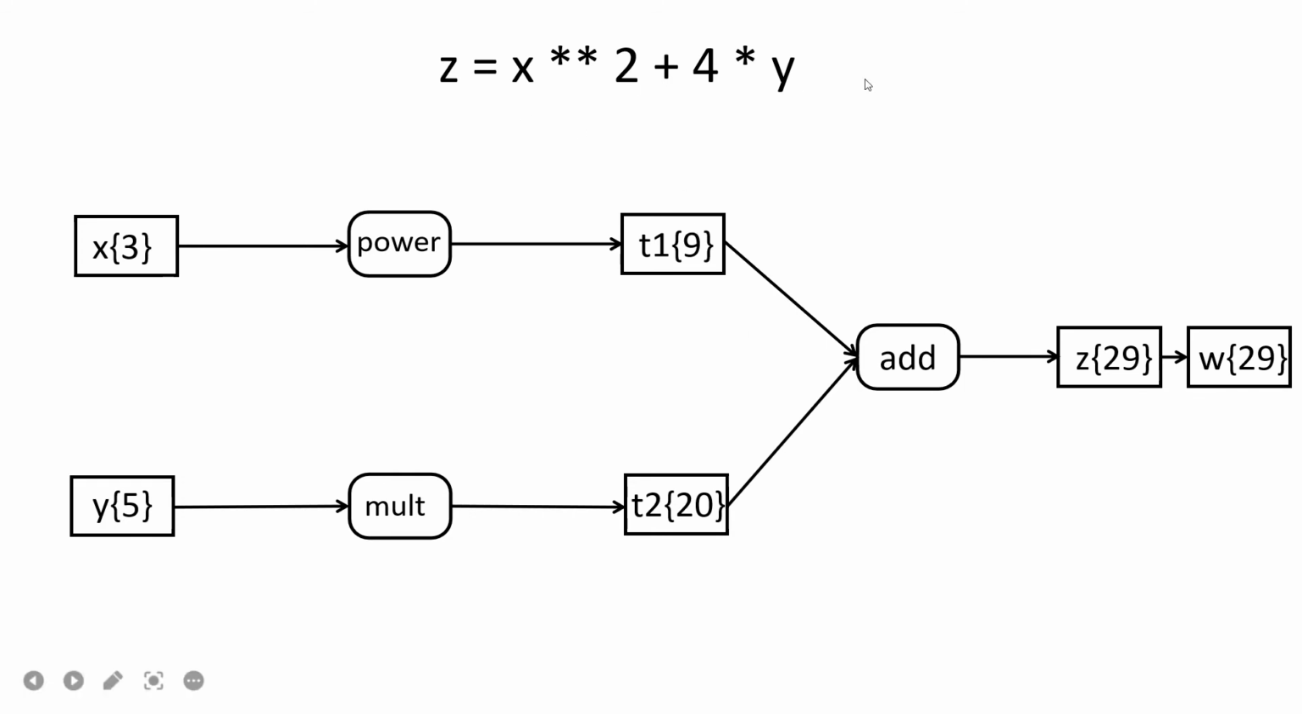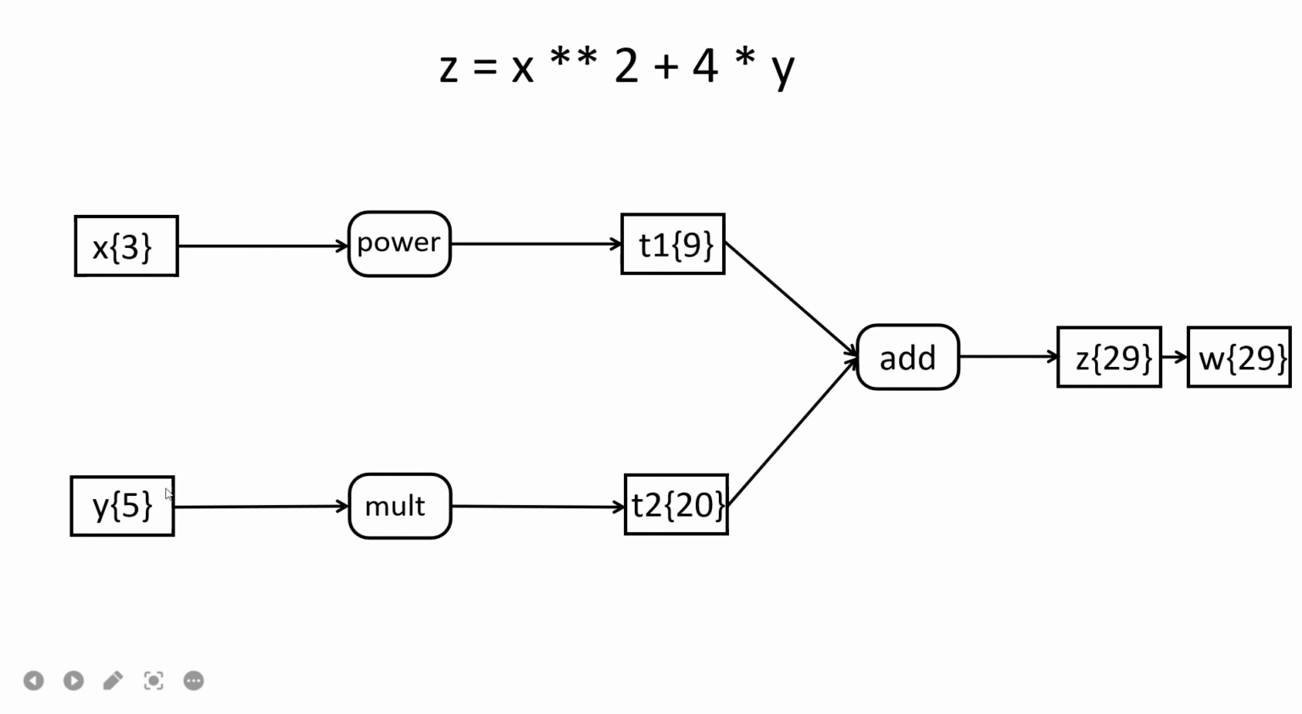So you have this expression. What you started with is x and y. I have written the values in the curly brackets for reference. Initially there was x and there was y. What we did is we applied a power function on x, and the value is t1. This t1 is given implicitly by PyTorch. We did not specify t1, and it calculated the value as 9.